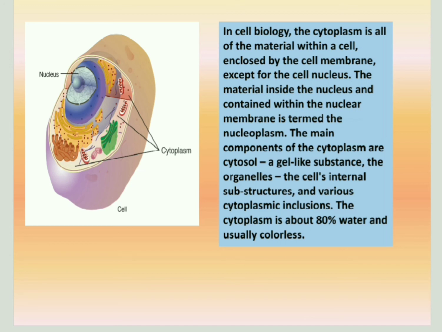But what are the components of the cytoplasm? Those are the cytosol, which is a gel-like substance, the organelles, the cell's internal substructures, and the various cytoplasmic inclusions. So there are also three components of the cytoplasm: the cytosol, the organelles embedded inside, and the cytoplasmic inclusions. The cytoplasm is about 80% water, and usually it is colorless.